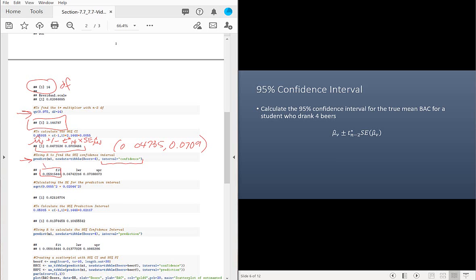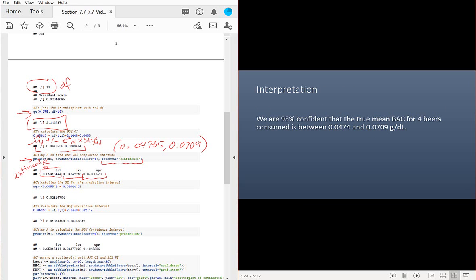This gives us our estimate. And here is our lower confidence value and our upper confidence value. Notice that this confidence interval is really close to the same that we found above. To interpret this interval, we would say we are 95% confident that the true mean blood alcohol content for 4 beers consumed is between 0.0474 and 0.0709 grams per deciliter.